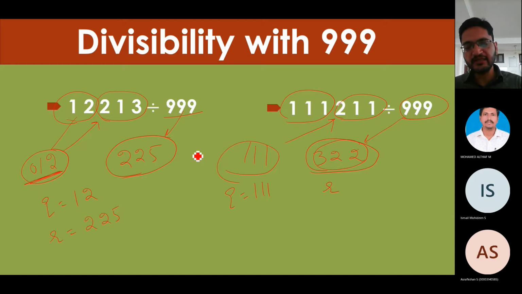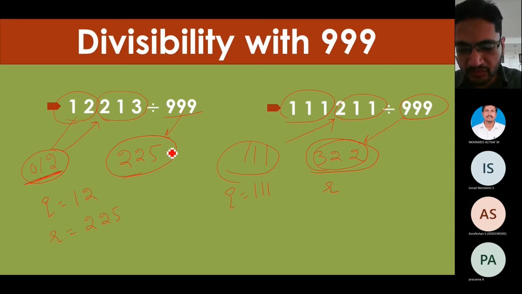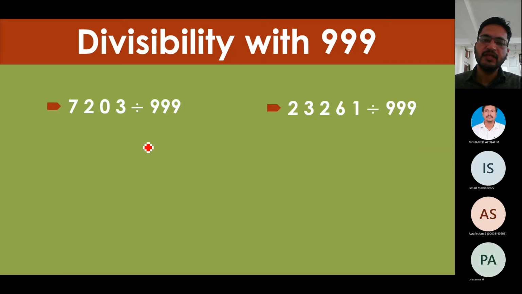But if it is greater than 999, then again we will divide this sum by 999 and whatever will be the quotient, I will add this quotient to this number. For example, this is a simple question. 72037. So 7 as it is, 210. Again here this last sum is less than 999. So 7 is the quotient and this is the remainder. Again it is a simple question.